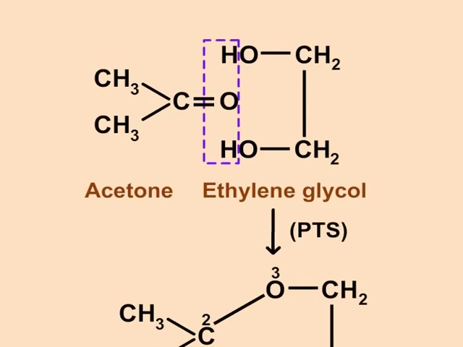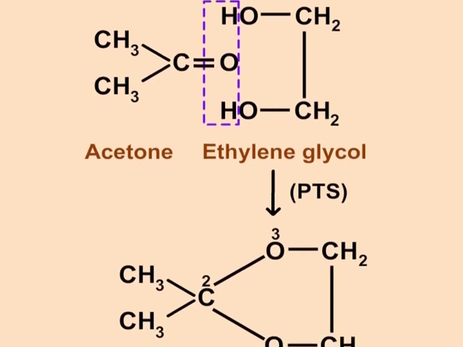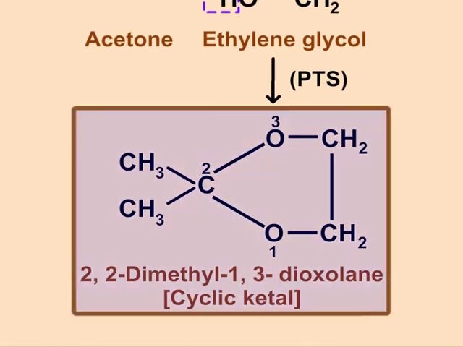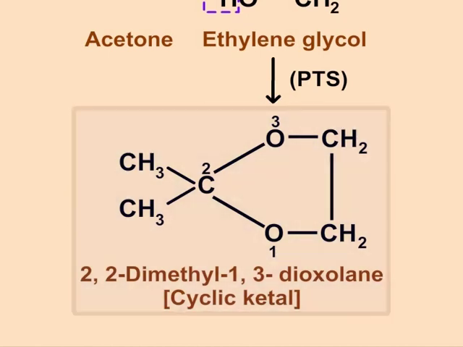Ketones do not react with monohydric alcohols but form cyclic ketals with ethylene glycol, as you see on the screen. Acetone reacts with ethylene glycol in presence of PTS to form 2,2-dimethyl-1,3-dioxolane, which is again a cyclic ketal.